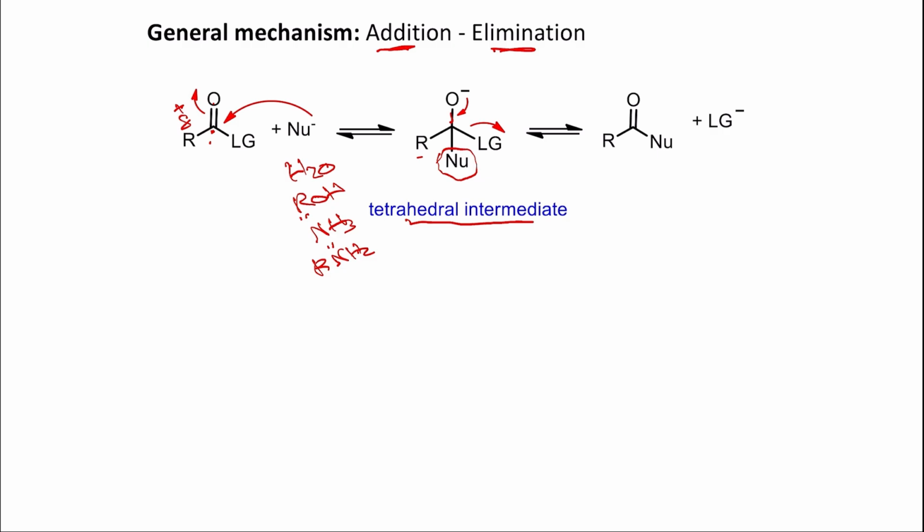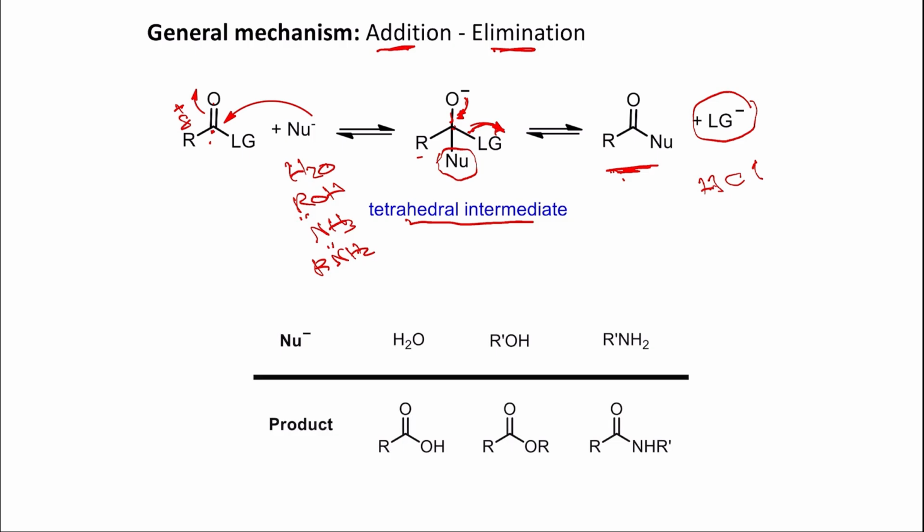The second step is the elimination, where the oxygen will again make the double bond between the oxygen and the carbon, and then the chloride, or the other part of the acid in case of the anhydride, will be leaving here. So this is the elimination step, and then you will end up with the final substitution product, and then we have the leaving group, which could be the chloride that can react with hydrogen to give you hydrogen chloride, or it could be the acid in case of the anhydride.